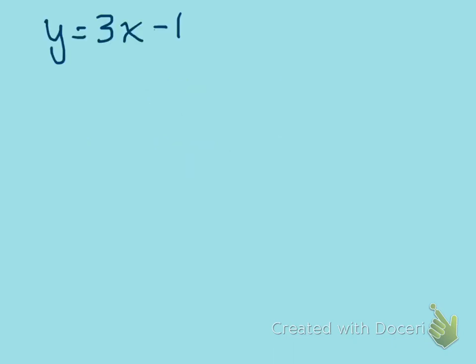I'm going to take the second equation, y equals 3x minus 1. I could take either one. I just chose to use this one, and I'm going to solve for x. So I need to get x by itself, so I'm going to move the negative 1 over to the other side by adding 1 to both sides. These cancel out, and it becomes 3x equals y plus 1.